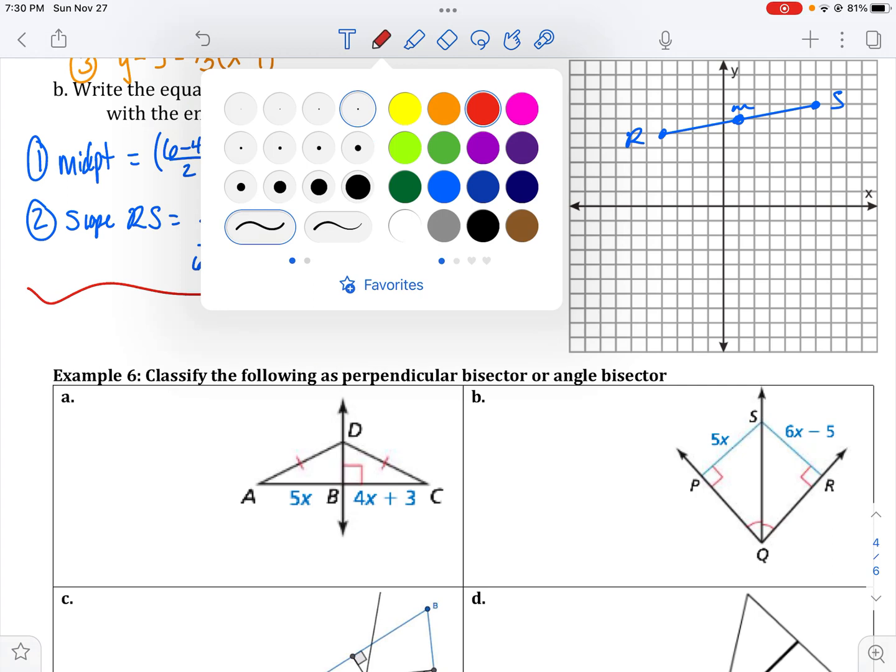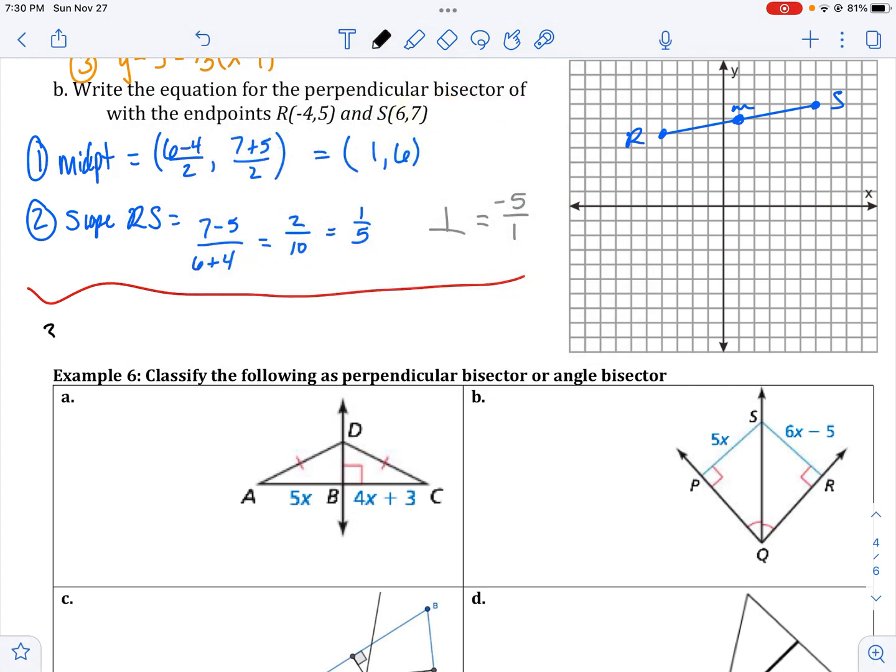So if I want my equation, I'm going to do y minus, and I'm going to use my x1, y1, and my slope. y minus y1 equals my negative 5 over 1 slope, x minus x1. And that would be my equation for the perpendicular bisector of that segment.